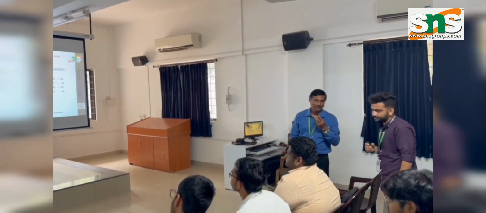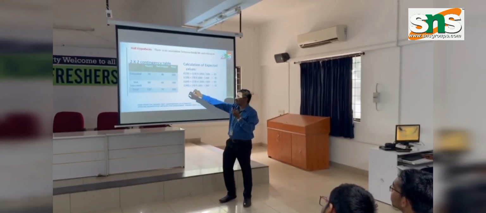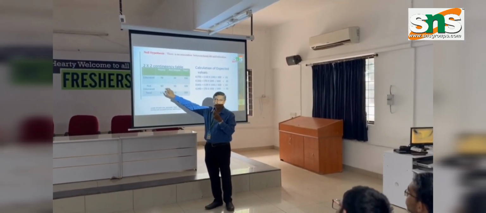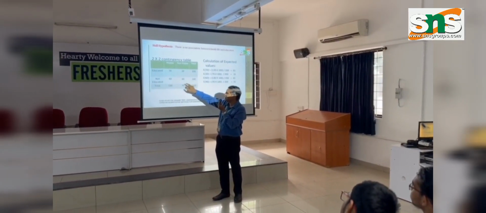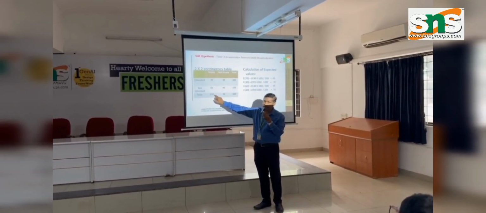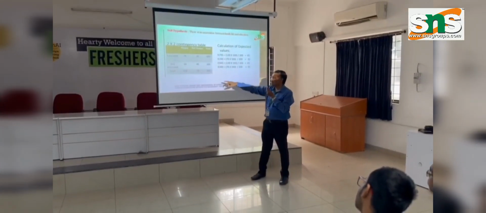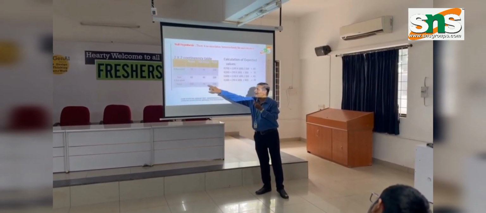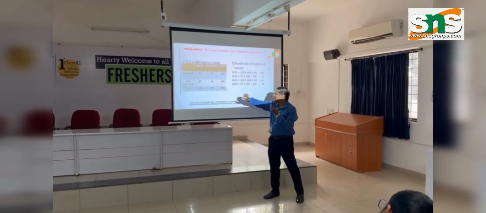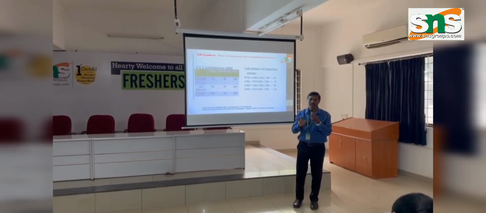Okay, good. Now the expected value of 60. How do we calculate it? The corresponding row total is 100, into the corresponding column total 130, divided by the grand total 200. Then we get 65. Likewise, the expected value of 40: 100 into 70, the product of these two divided by 200, becomes 35. So these are all the expected values.